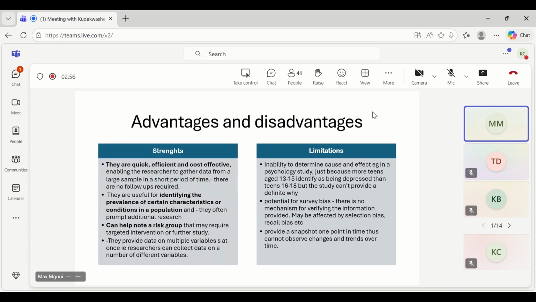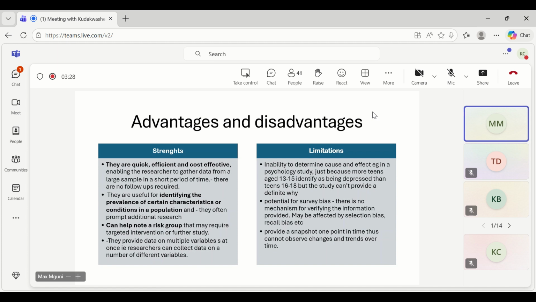So as with any study, the cross-sectional comes with its own advantages and disadvantages. I'll just touch on a few. Most of it I will share on the slide later in the interest of time, but they are quick, efficient, and cost-effective. Because remember, we are just looking at a particular point in time. We are not going backwards. We are not going forwards. We are not looking into the future or tracking the people. We are just looking at them at that particular point in time. So this can be done in a short period of time, and there are no follow-ups.